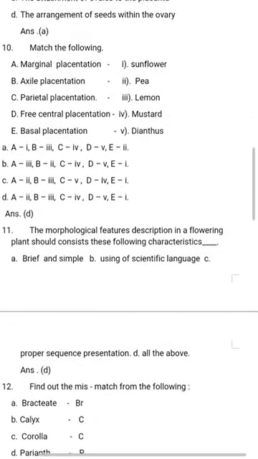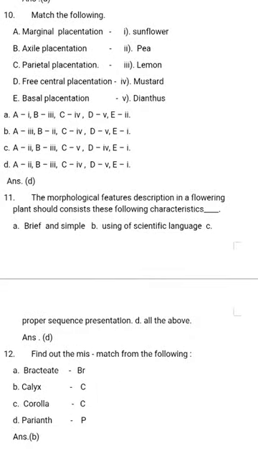Now, 10th question, matching. Match the following. Here, students, this is a very important concept for competitive examinations. Since many years they have been asking from this concept in NEET and KCET examinations. Listen to this question very carefully. Marginal placentation. Here on one side A, B, C, D, E are given as types of placentation, and Roman numbers 1 to 5 are given as their respective examples, in which flower we can see that particular type of placentation.